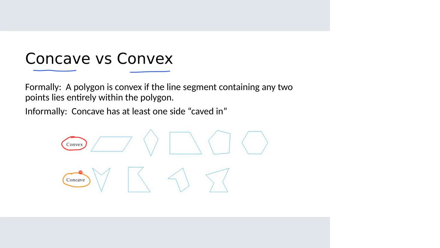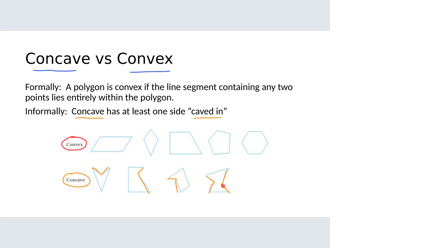Informally, and this is something that works really well with kids, I think, it's concave if it has at least one of the sides caved in. And you can kind of look and say, yeah, well, this would have been a triangle, but you know what? This side got caved in. And here, this got caved in, and this got caved in, and this has 2 sides caved in.